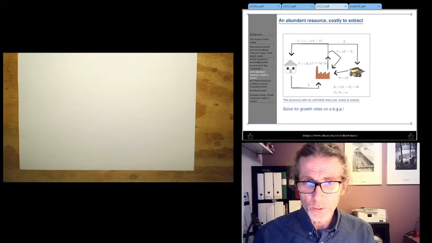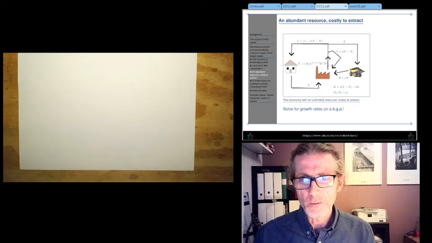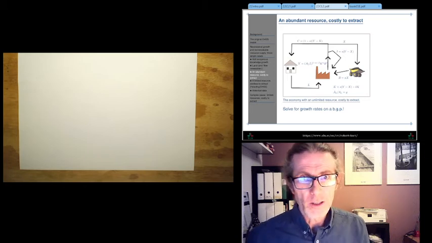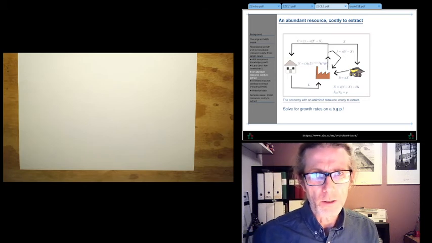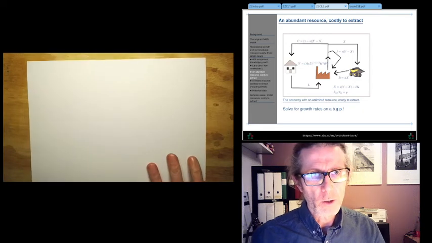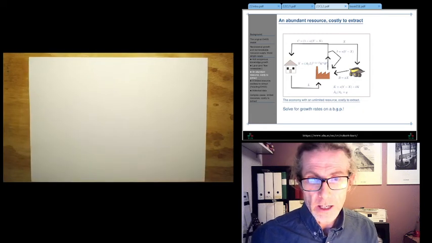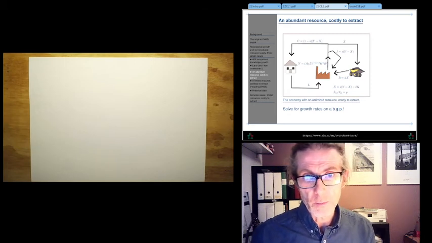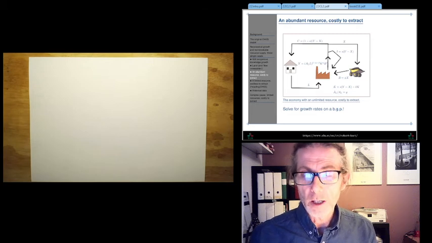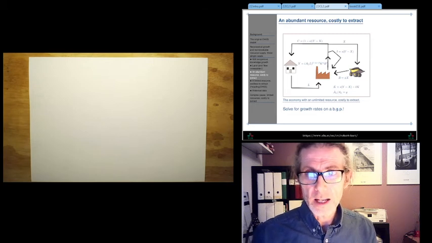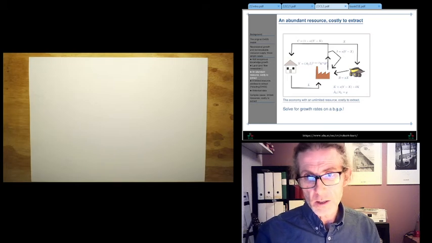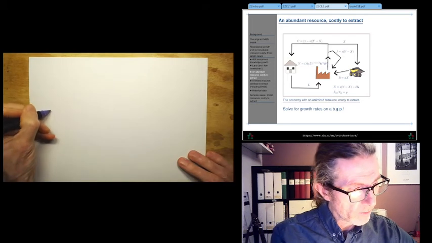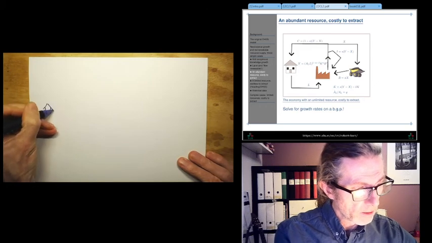Okay, in the previous one, we just had a fixed resource flow, which was called land. In this one, we're going to say, no, we've got a very large resource stock. It's so large that we don't ever need to think about the fact that it might run out. But instead of being free, it's now costly to extract. So we have to put effort into getting it out of the ground, which seems very reasonable, doesn't it?